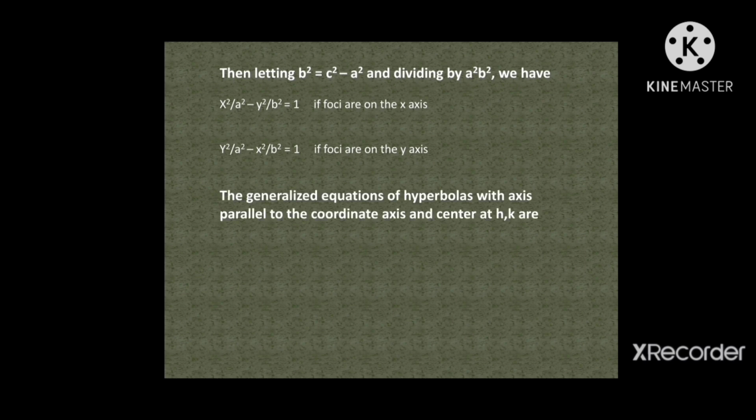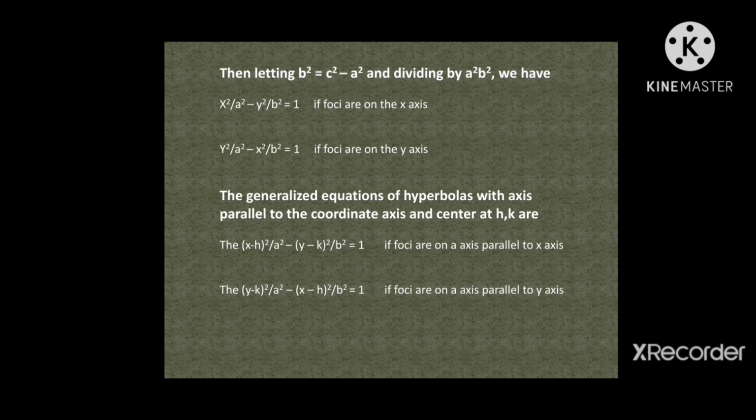The generalized equations of the hyperbolas with axis parallel to the coordinate axis and center at (h, k) are: if the foci are on the axis parallel to the x-axis, the equation is (x minus h) squared over a squared minus (y minus k) squared over b squared equals 1. If the foci are on the axis parallel to the y-axis, the equation we need to use is (y minus k) squared over a squared minus (x minus h) squared over b squared equals 1.